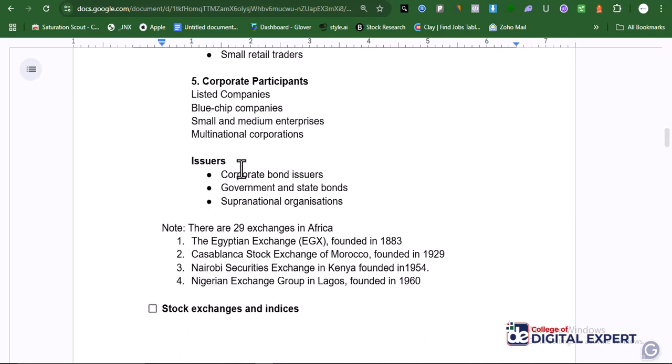Then I want to look at, as I said earlier, we have 29 exchanges in Africa. I think I mentioned four there, which is the Egyptian Exchange, EGX. I mentioned a few, then you can research the rest by yourself. Egyptian Exchange, founded in 1883. They are the oldest exchange in Africa.